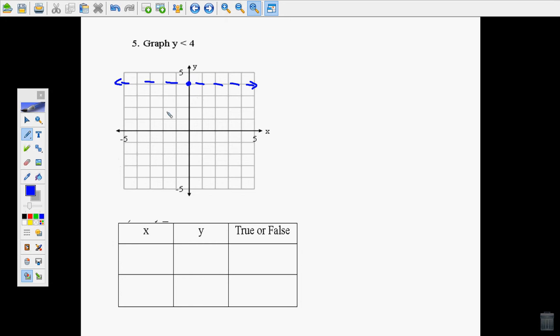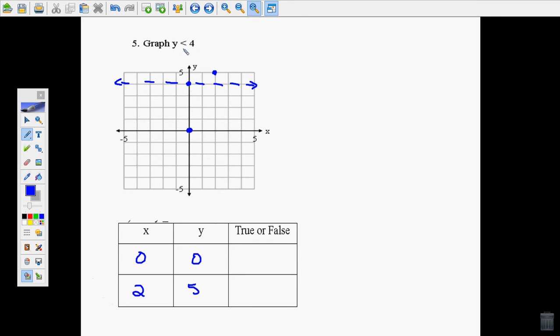Okay, now we want to shade in one side or the other. Now you may kind of know which side you need to shade in for less than 4, but let's use our ordered pairs just to check. So let's pick a number down here. Again, 0, 0 is always a good number to pick if you can. And then let's pick a number up here. We might pick the ordered pair like that one right there. What would that ordered pair be? That would be 2, 5.